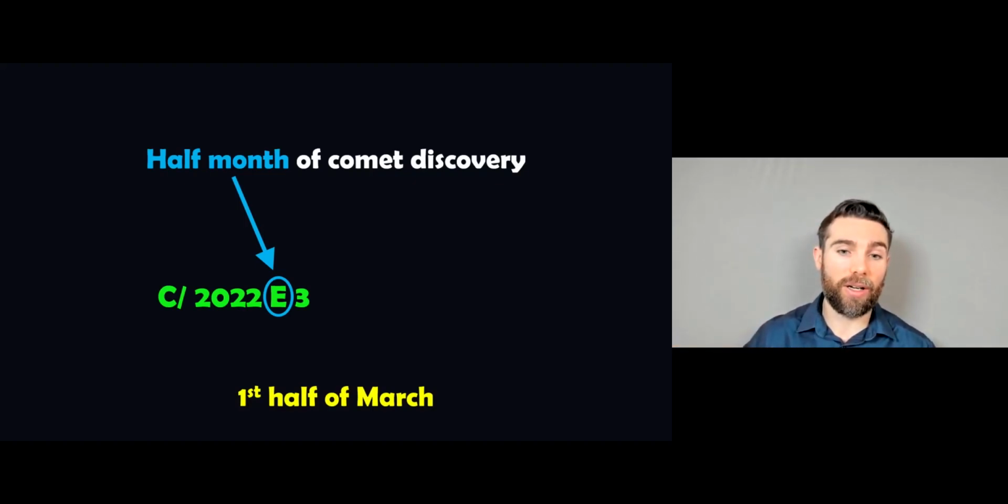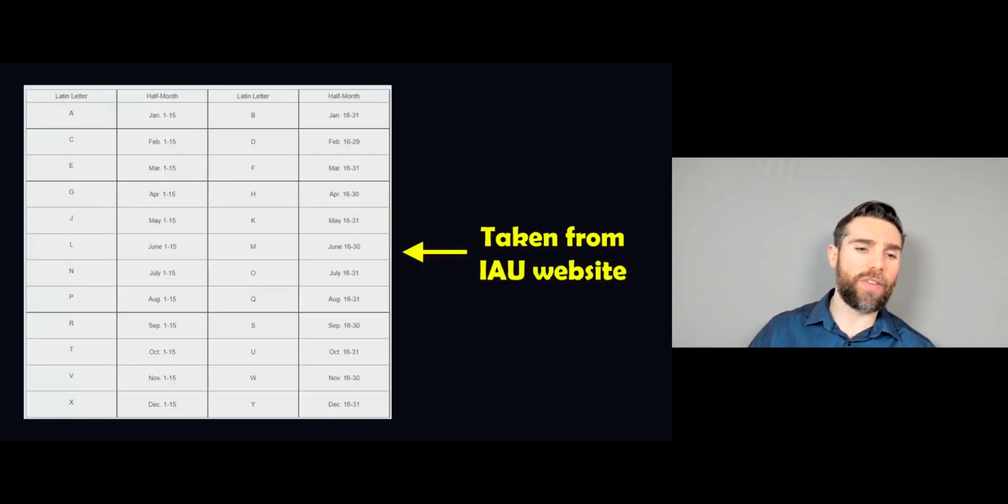Now the example here for this comet is that it would have been discovered in the first half of March of 2022. If you want the full letters to the date, you can find it on the IAU website, and it gives you this here. Now, I think there's one or two letters that are missing out of the alphabet, but this is how they correspond to the half month. So the first one, A, would be January between the 1st and the 15th, and then the 16th to the 31st, you move to letter B as an example. So you can find out exactly what letter it picks up depending on the date it was discovered.